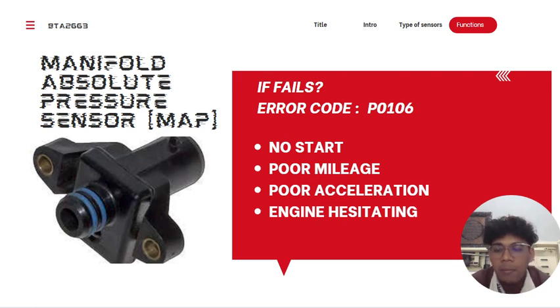So, what happens if this sensor fails? It will show the error code P0106, which has problems such as no start engine, poor mileage, poor acceleration, and also a hesitating engine.